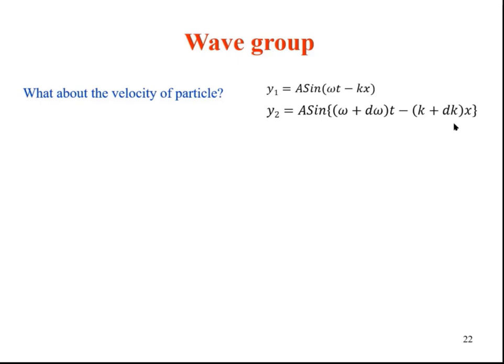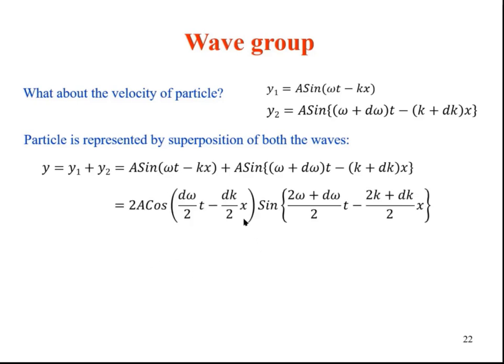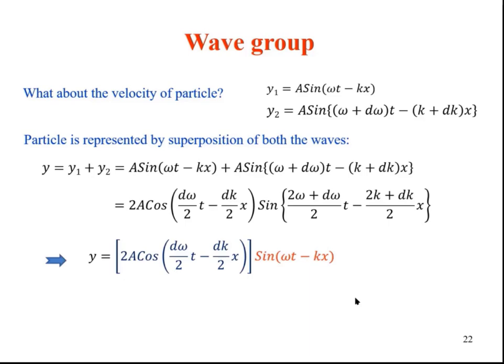So these two waves are running with the particle, so there will be a superposition of these two waves, and the final displacement is given by the summation of displacements by the individual waves. This can be simplified to give this expression, where dω is a very small quantity with respect to ω and dk is a very small quantity with respect to k. So in sine terms, dω and dk can be neglected, and this expression becomes like this, where sin(ωt − kx) is the original central wave.